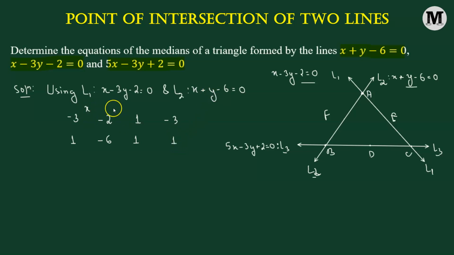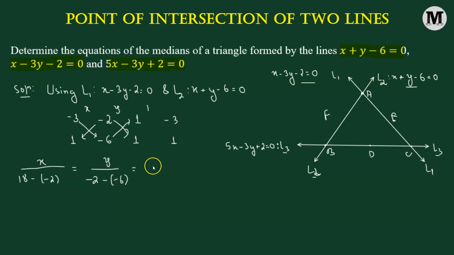So here we have x, y and 1, which means that we now have x divided by the multiplication of -3 with -6, which gives us 18. Then we subtract -2 times 1, which gives us -2. This is equal to y divided by, again performing the cross multiplication, -2 times 1, that gives us -2, minus -6 times 1, that gives us -6. This is equal to 1 divided by 1 multiplied by 1, that's 1, minus 1 multiplied by -3, that is -3.